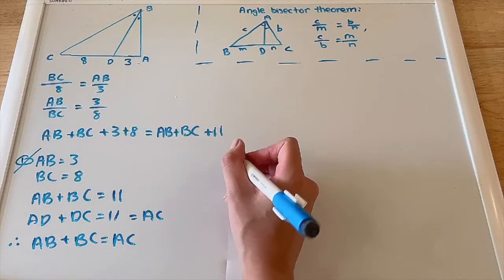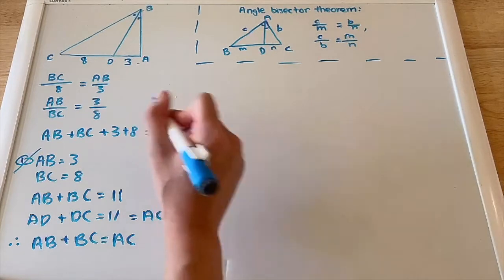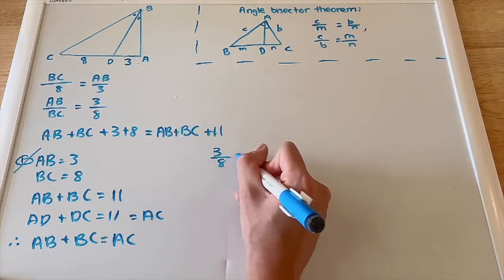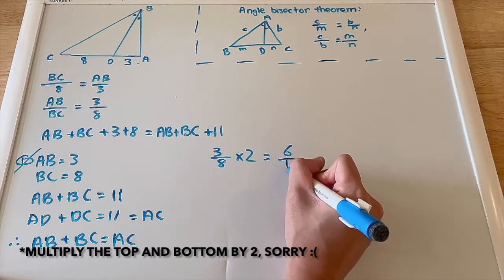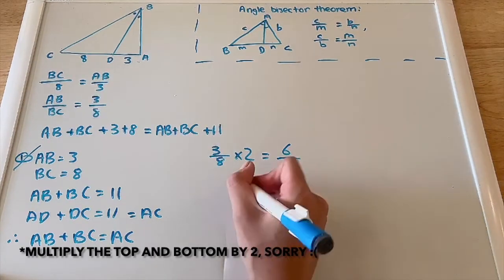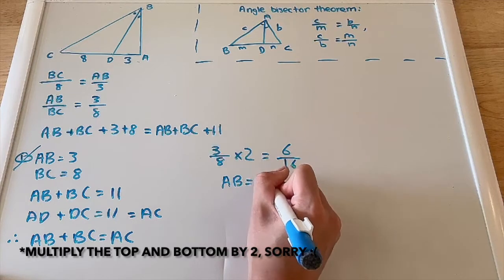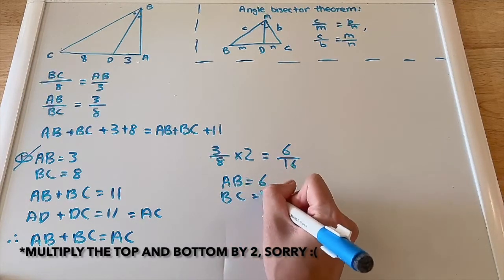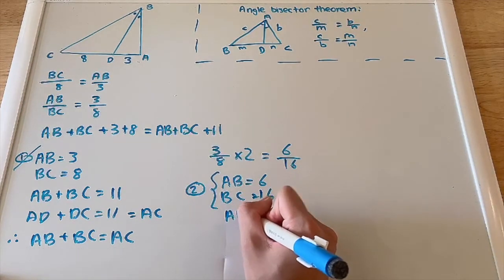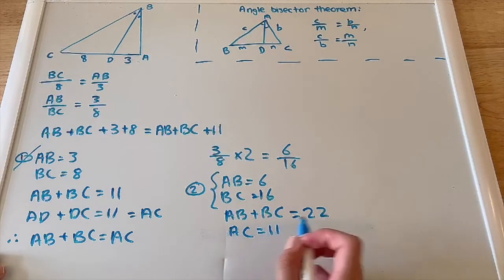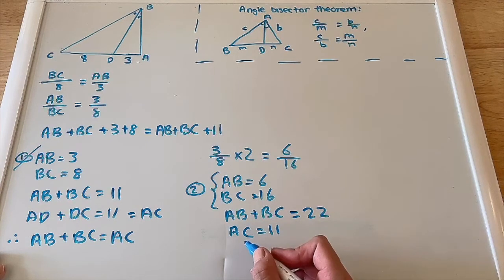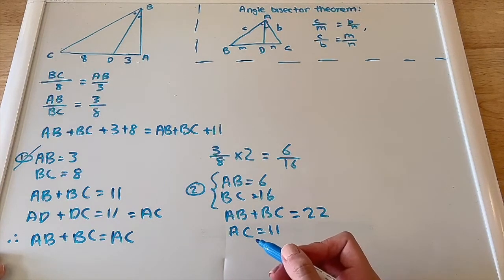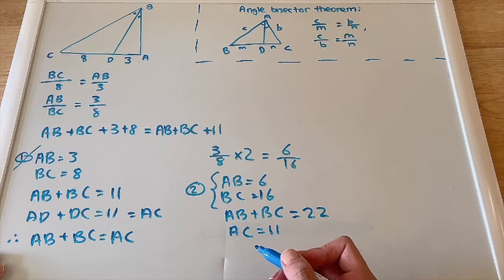So let's try the second smallest possible value. We can multiply 3 over 8 times 2, and that would be 6 over 16. So if AB were to be 6, and BC equals 16, then AB plus BC equals 22 and AC equals 11. So the two sides of this triangle are greater than the third side, so it satisfies the triangle inequality.